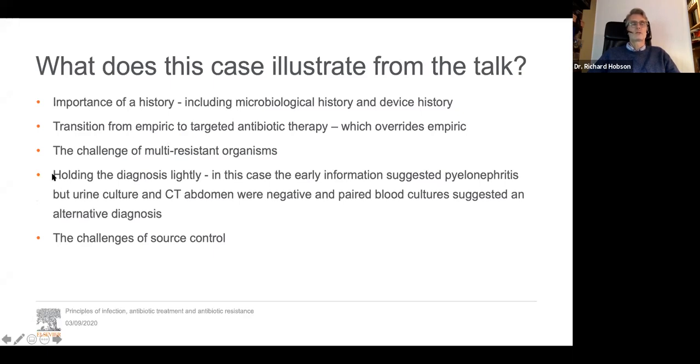It illustrates the need to hold the diagnosis lightly. The early information suggested pyelonephritis as a possibility. Urine culture and CT abdomen were negative. Paired blood culture suggested an alternative diagnosis, and it illustrates the challenges of source control. So I said earlier that ideally, source control involves removing the primary source of an infection, but this was a situation where that wasn't possible.